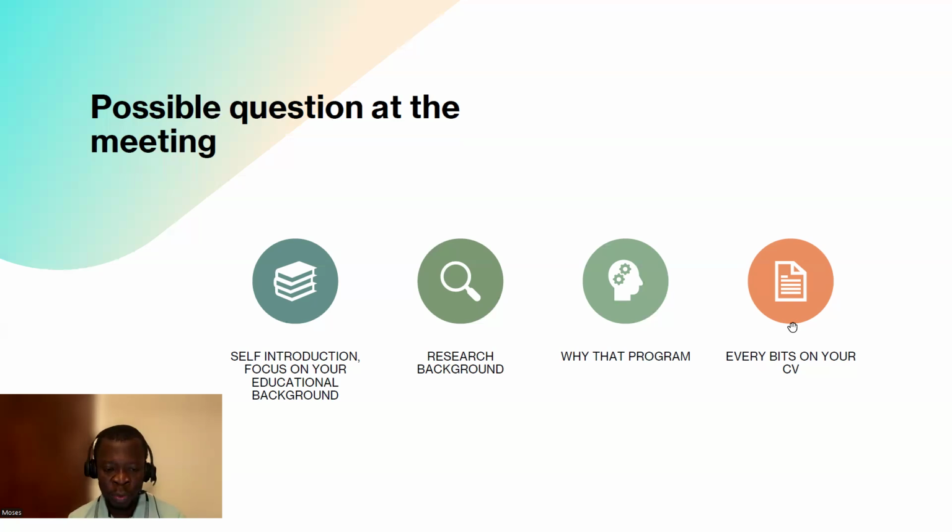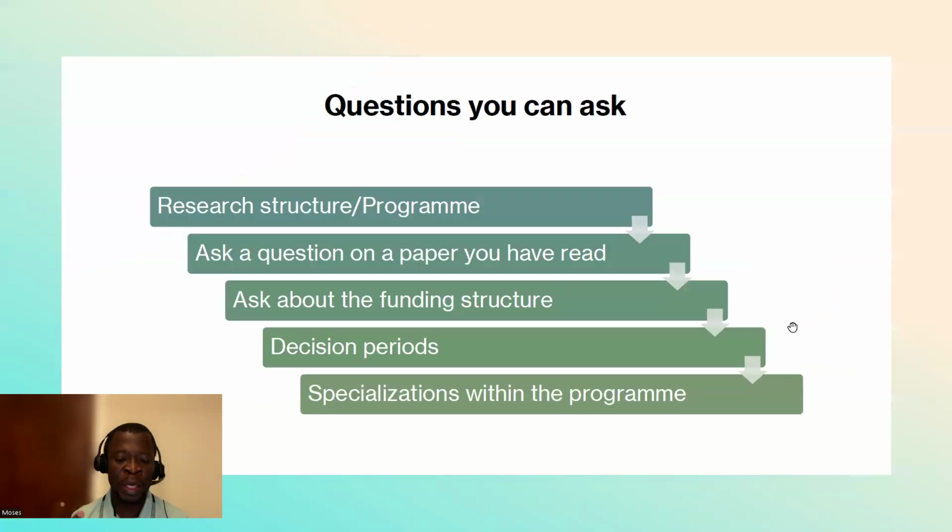So these are the possible questions they may ask you, and then they can also ask what questions you want to ask. Over here, you want to make sure that you really have read, and you're trying to reframe some of the things that you've read on the graduate website.